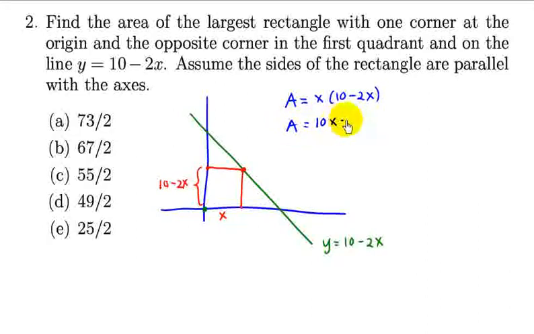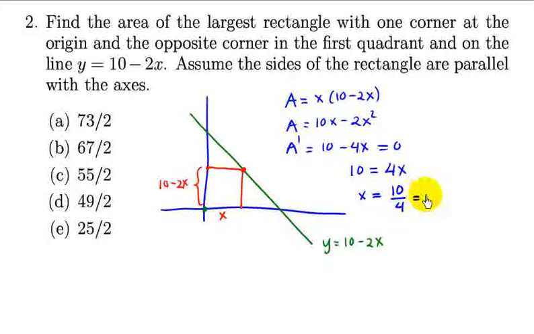Expand this, and then as usual take the derivative, which is 10 minus 4x, and set it equal to 0. So we have 10 equals 4x, which implies that x equals 10 divided by 4, which is 5 over 2.